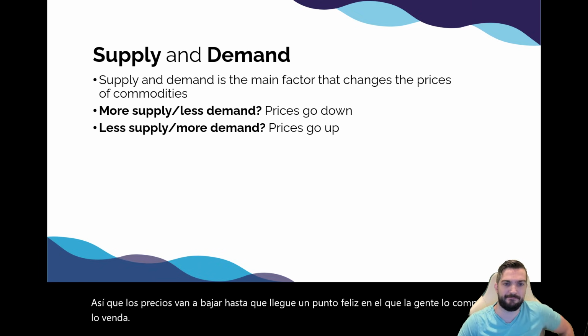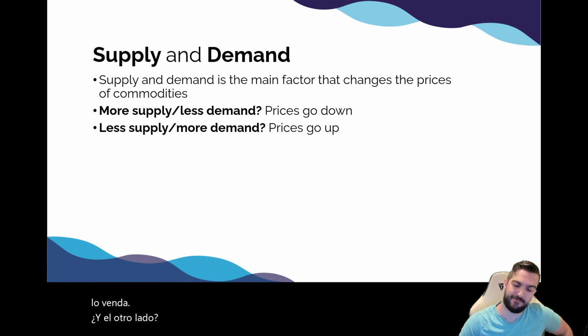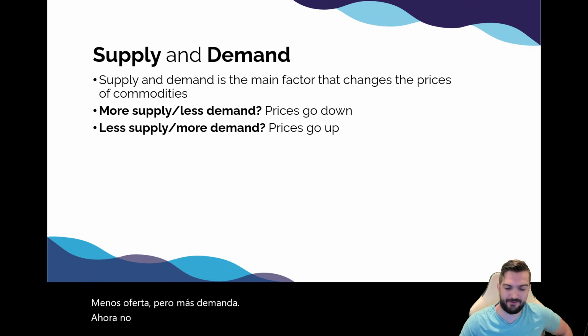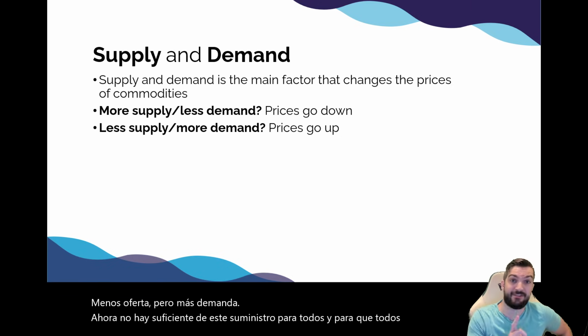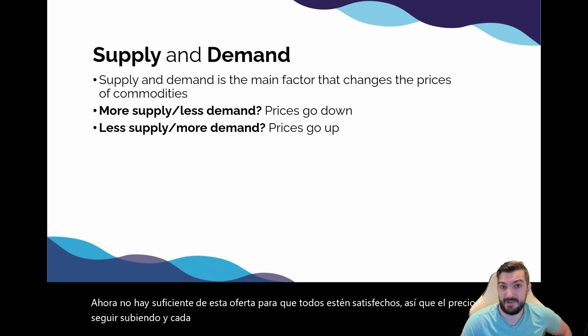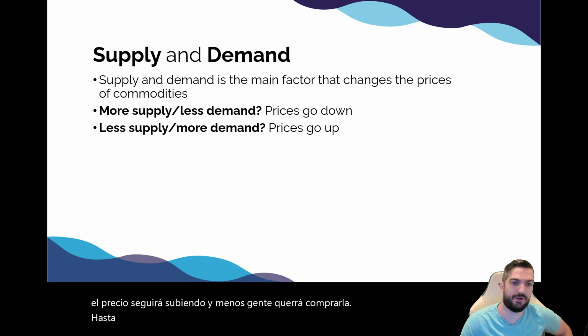How about the other side? Less supply, but more demand. Now, there's not enough of this supply to go around and for everyone to be happy, so the price is going to keep going up, and fewer people are going to want to buy it until we find the point where there's enough supply to meet demand.